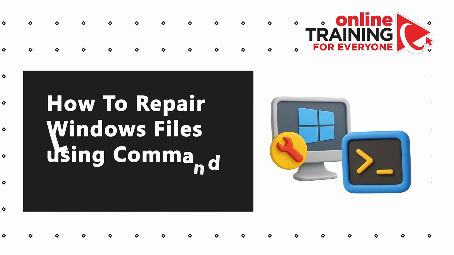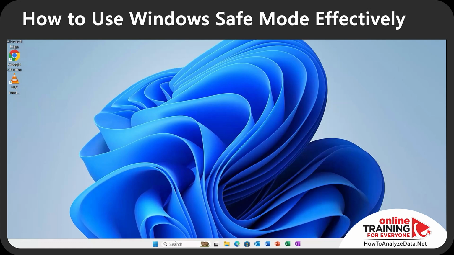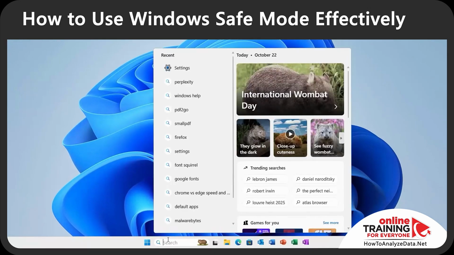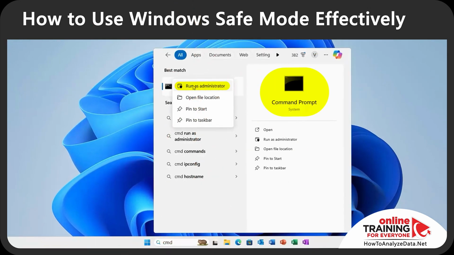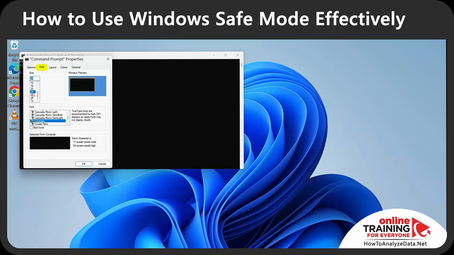Let me share with you how to fix Windows corrupted files using command line. To launch Windows Command Prompt, you navigate to Startup menu, type CMD, and select Run as Administrator. If you need to enlarge the font size in Command Prompt, you click in the upper right corner, select Properties, select Font, and then select the larger font size.